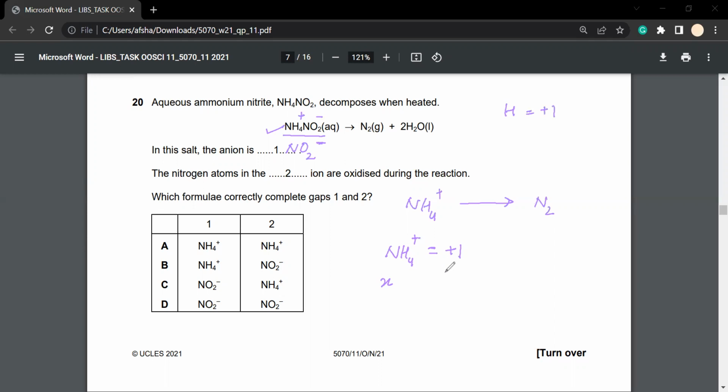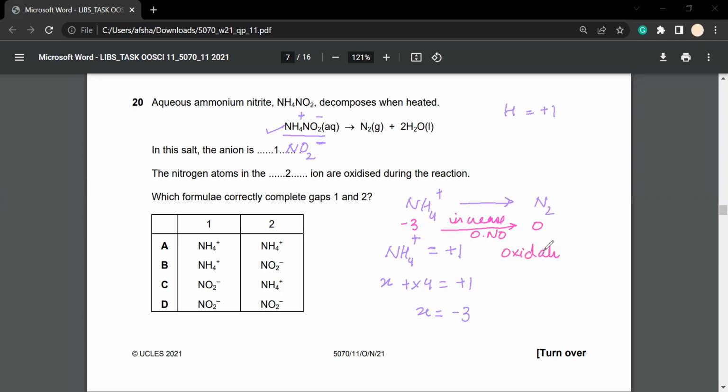Hydrides are not in our syllabus, in which it is -1. So how many hydrogen atoms are there? There are 4. So +1 multiplied by 4, plus x, equals +1. So the value of x is going to be -3. So basically nitrogen's oxidation state here is -3. It changes from -3 to 0. So there's an increase in oxidation state. An increase in oxidation state, oxidation number, is basically oxidation.